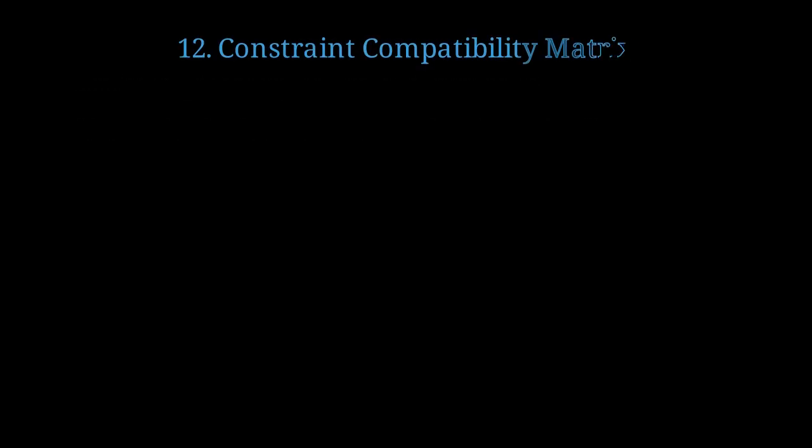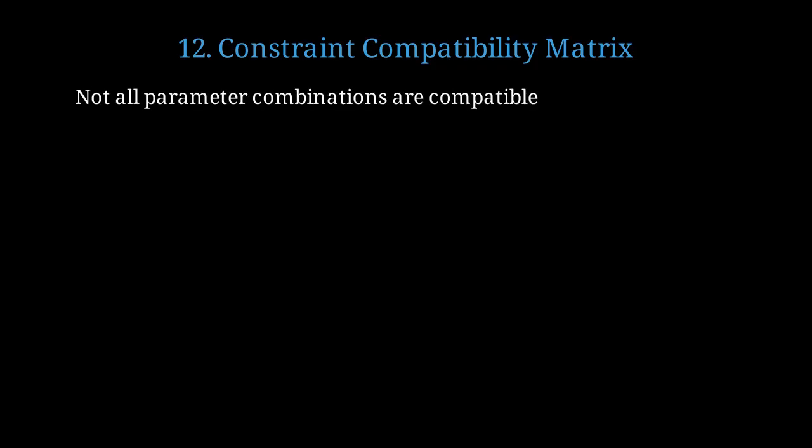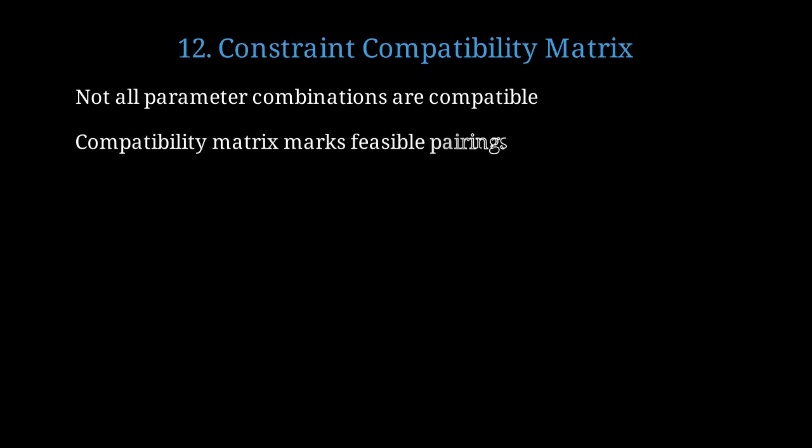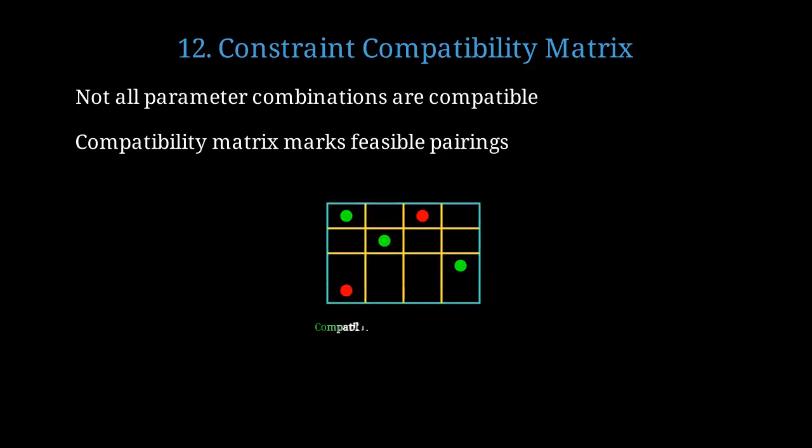Advanced morphological analysis includes a constraint compatibility matrix to identify which option combinations are physically feasible. A critical insight is that not all parameter combinations are physically, economically, or functionally compatible with each other. A compatibility matrix explicitly marks which pairs of options from different parameters can work together in a real system. This compatibility matrix uses green dots for compatible option pairs and red dots for incompatible ones. This eliminates infeasible combinations before detailed analysis.